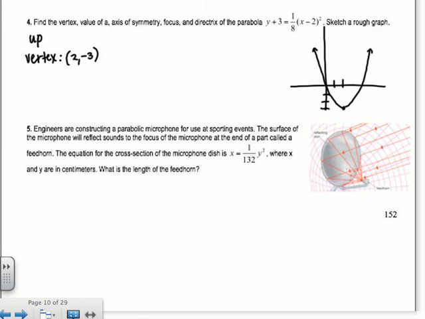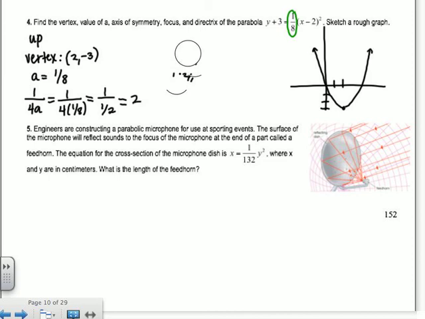I need to somehow find the focus. So what distance was that? Good. So first, what is a? 1/8. Just a number out front. Okay, so a is 1/8. So that means 1 over 4a is 1 over 4 times 1/8, which is 1 over 1/2. 1 over 1/2 is 1 divided by 1/2. So 1 divided by 1/2 is 1 times 2 over 1. Yep. So it's 2. Okay, that means that I go a distance of 2 up and down.